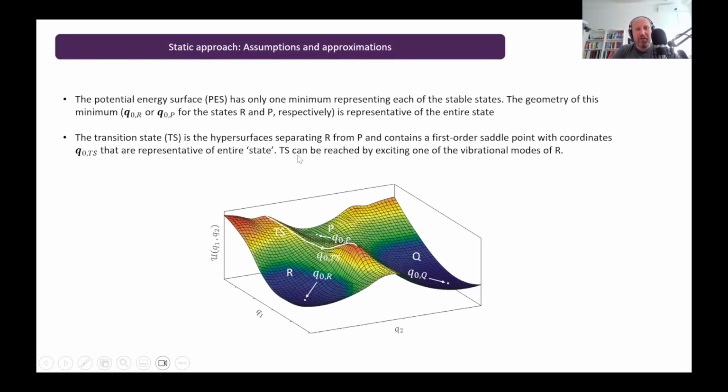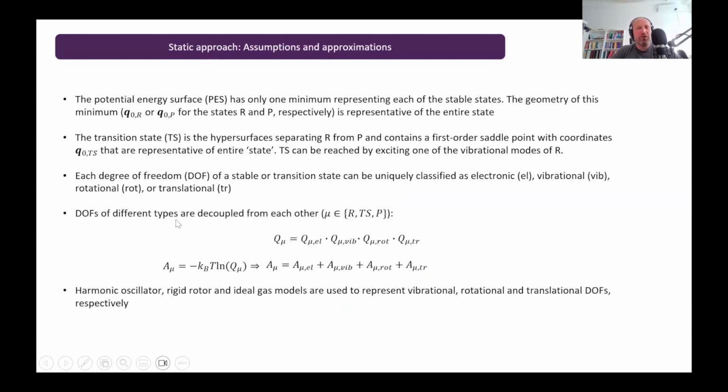One more important thing: it is also assumed that the transition state can be reached by exciting one specific vibrational mode of the reactant. Now, within the static approach, each degree of freedom of a stable or transition state can be uniquely classified as electronic, vibrational, rotational, or translational. These types of degrees of freedom are assumed to be fully decoupled, so we can express the partition function as a product. Having the partition function in this form, it's easy to see that the free energy must be simply a sum of contributions. For vibrational, rotational, and translational degrees of freedom, we use different models, specifically harmonic oscillators, the rigid rotor, and ideal gas models.